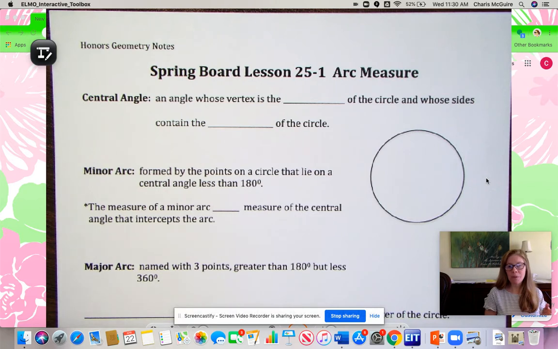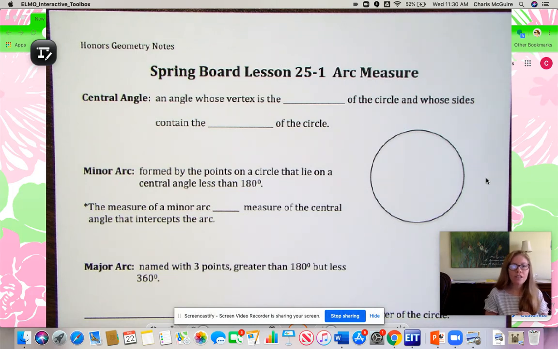So, last time we were together, we did talk about arc measure and how that relates to chords. So, we're still going to keep that, but we're going to just go a little bit deeper and look at some theorems. And this is only one page of notes. Hopefully, you've printed this out or you have this somewhere you can look at it. So let's go ahead and get to it.